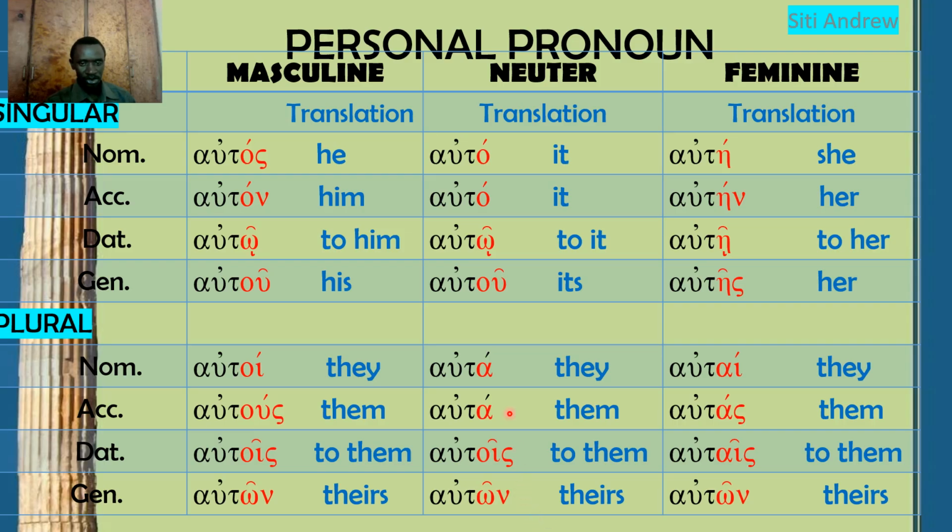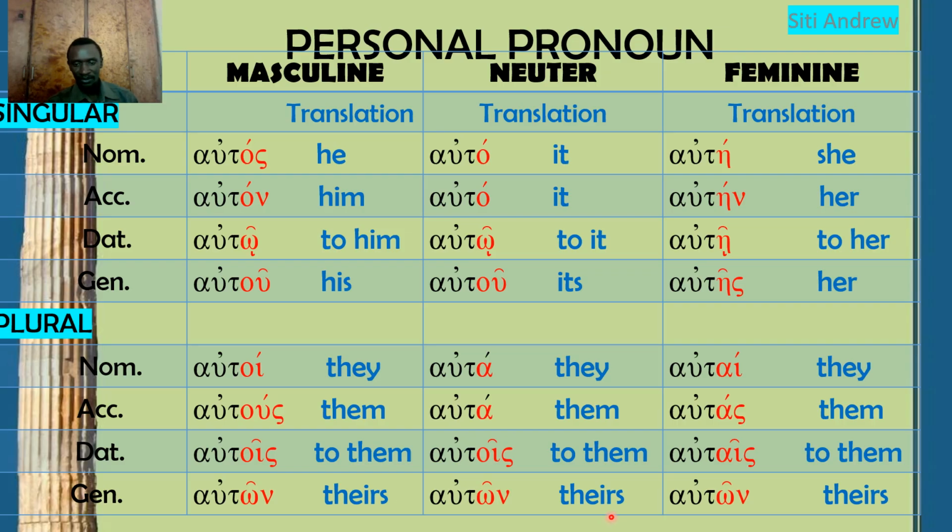Again, the context is going to tell you, and you understand whether perhaps you should take it as a masculine or neuter. So it will depend on what it stands for. So that is it. Auto, it, in the accusative auto, to it, autu, its, auta, they, auta, them, autois, to them, and auton, finally, theirs. So this is very important.